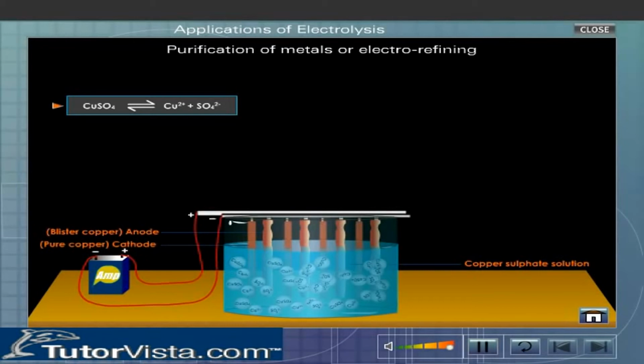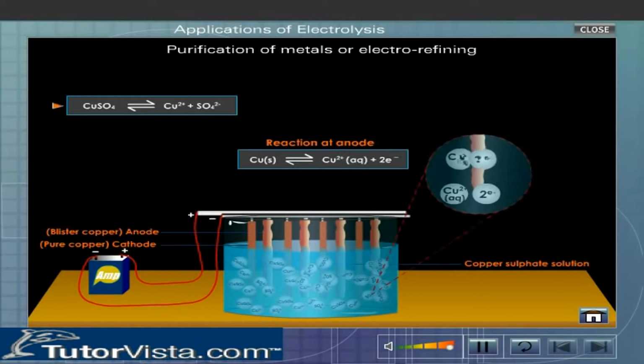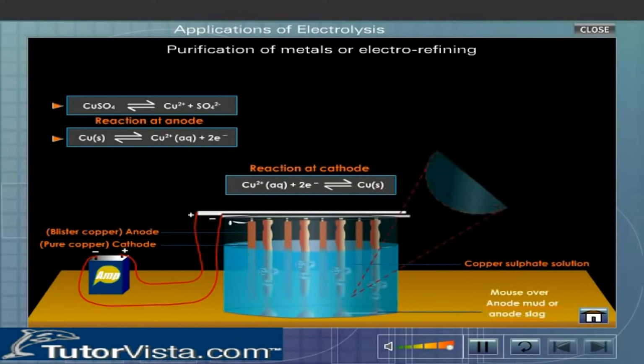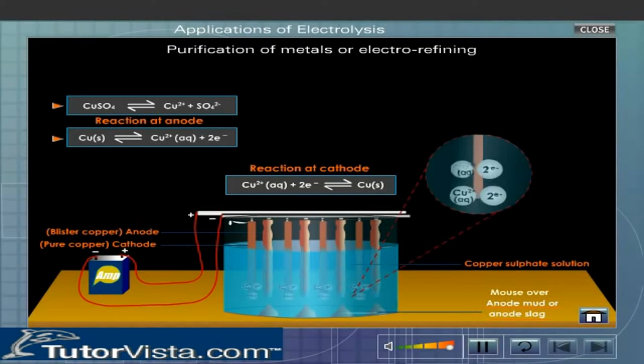When electricity is passed through the cell, copper anode loses electrons to form copper ions. These copper ions go into the solution. Copper ions move towards the cathode and get deposited at the cathode. As copper ions are transferred from the anode to the cathode, the anode gets smaller as the cathode gets bigger. The concentration of the copper sulfate solution remains unchanged. The pure copper sheet gets coated with an increasingly thick layer of pure copper.